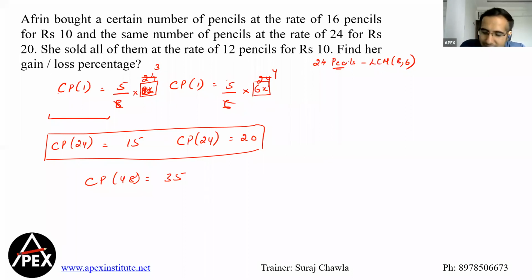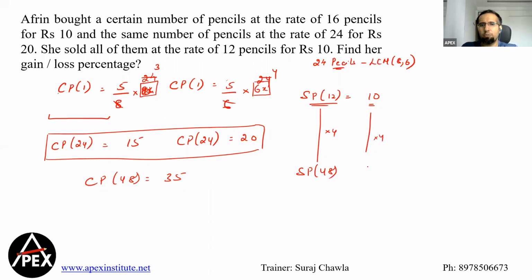Now what is happening? While selling, he sold at the rate of 12 for rupees 10. If 12 pencils I'm selling at 10 rupees, so can I say 48 pencils, that is into 4, I will sell at 10 into 4, that is 40 rupees. Is this point clear? Quick responses, please.